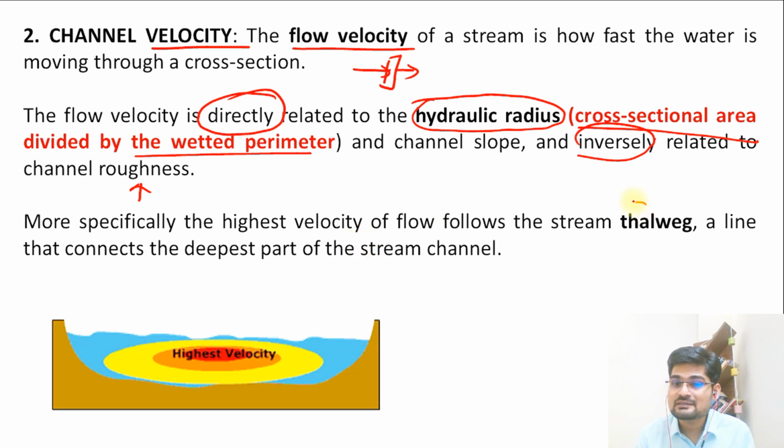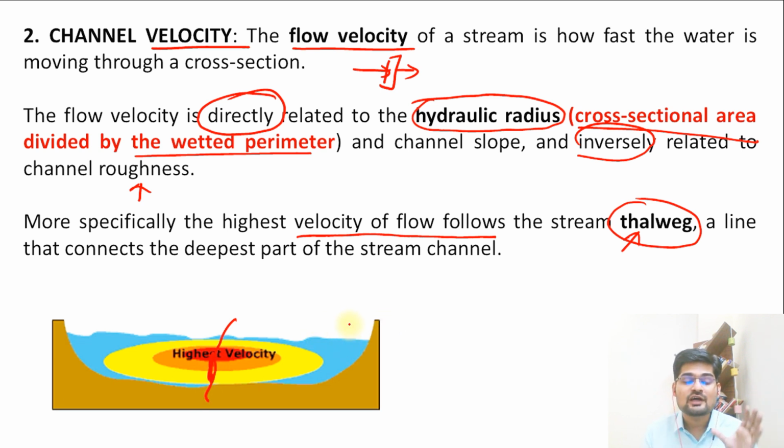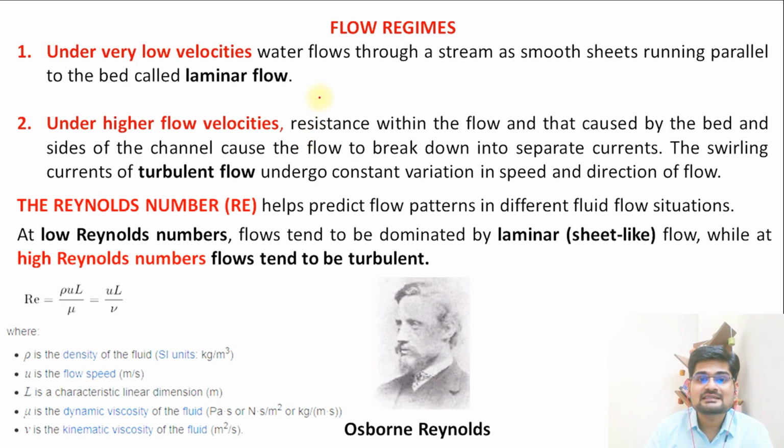Furthermore, we have already learned about the Thalweg. More specifically, the highest velocity of the flow is where? At the stream Thalweg. Remember, this portion where it is the deepest is the Thalweg. So this particular line is where you have the maximum velocity, and as you go to the periphery, you have less velocity.